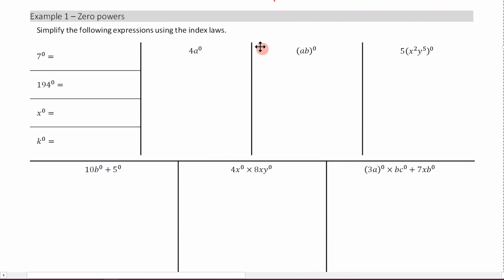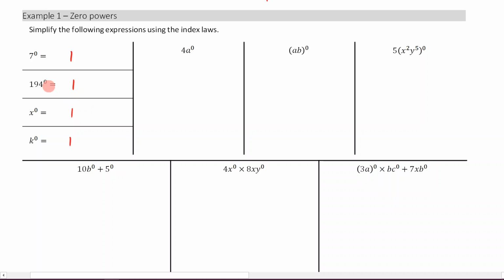Okay, let's go through some examples here. It says simplify the following expressions using the index laws. So if I have 7 to the 0, my answer is 1. If I have 194 to the power of 0, my answer is 1. If I have x to the power of 0, my answer is 1. If I have k to the power of 0, my answer is 1. Pretty straightforward stuff. Whenever the power is 0, your answer is 1.